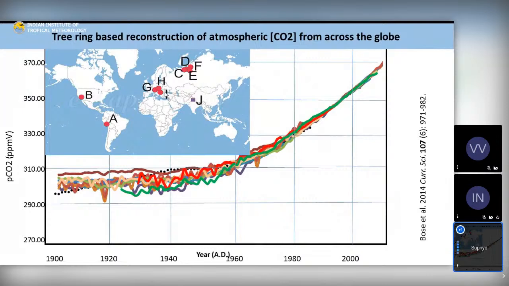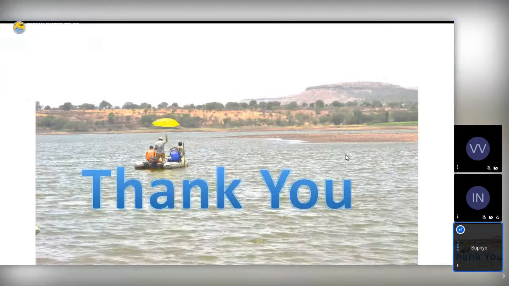So this is the same analysis which has been extended to tree ring records from across the globe. Tree ring records from these sites have been using the same model to get the pCO2 values, and we see here that there is a good match among the derived pCO2 values themselves, as well as with the pCO2 obtained from the ice core results. So I would like to stop here, and if there is any question, I'd be happy to answer.